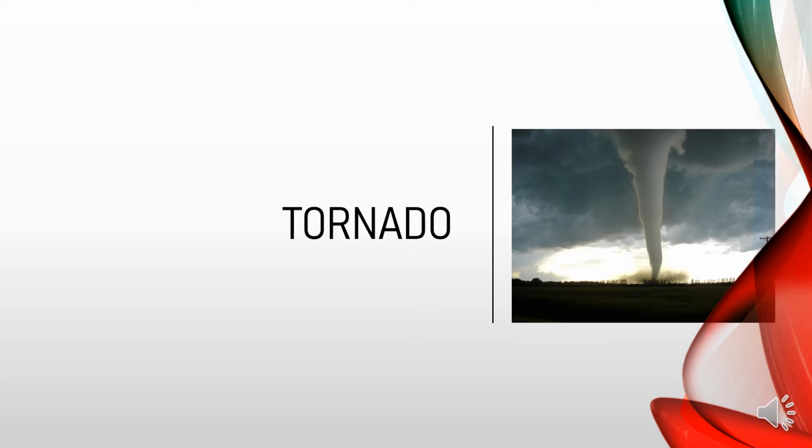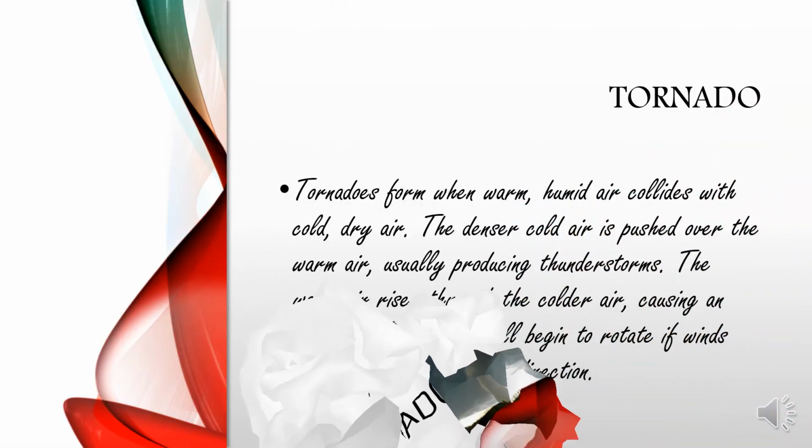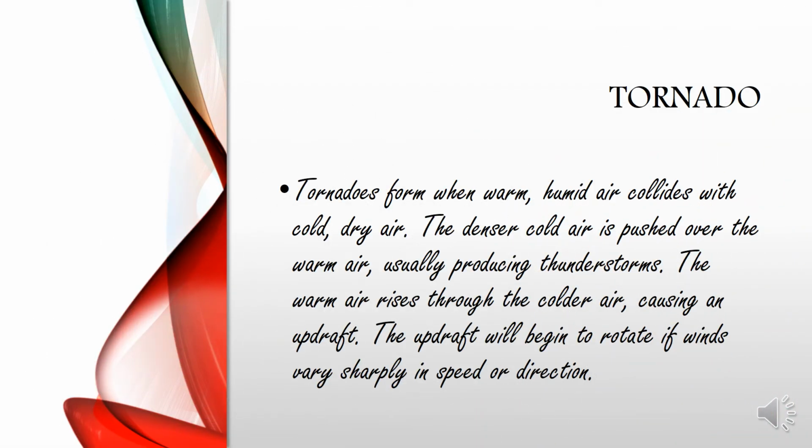Tornado. Tornadoes form when warm, humid air collides with cold, dry air. The denser cold air is pushed over the warm air, usually producing thunderstorms. The warm air rises to the colder air, causing an updraft. The updraft will begin to rotate if winds vary sharply in speed or direction.